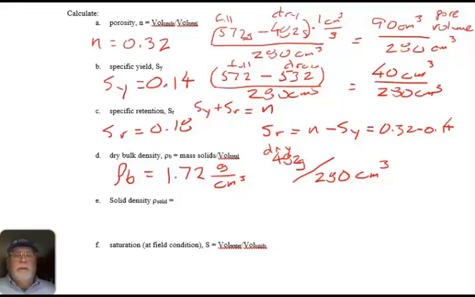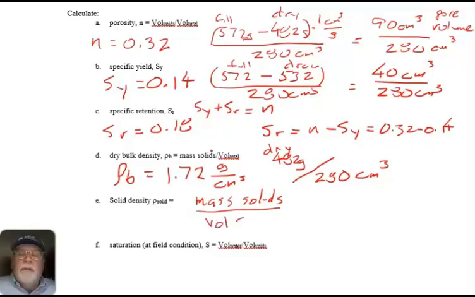The solid density is a little different animal. It's the density of the solids divided by the volume of the solids. So the specific gravity of sand is going to be about 2.5, so I'd expect this to be around 2.5-ish. So the solid density is the mass of the solids divided by the volume of the solids, just the solids, not the whole. Everything else above this is divided by the whole box or the whole core. This is just by the solids.